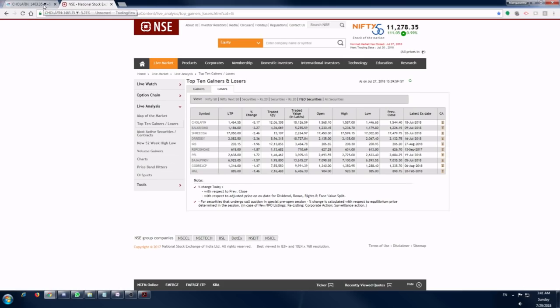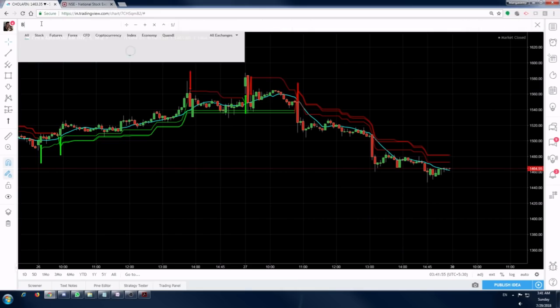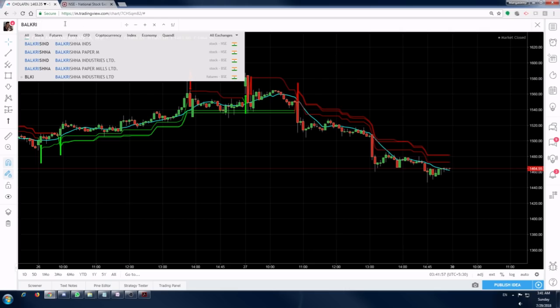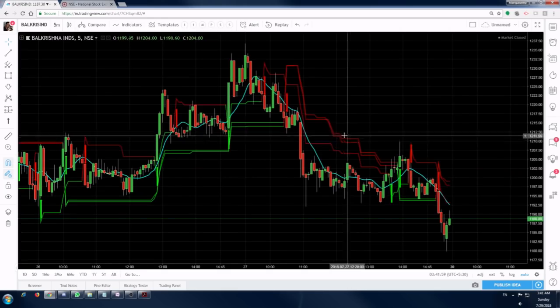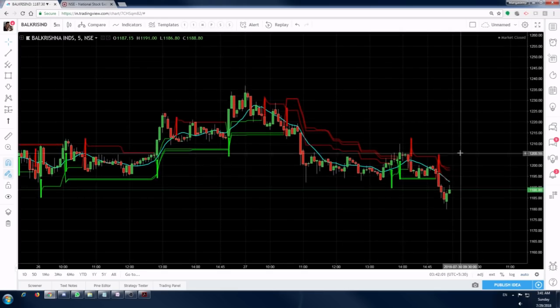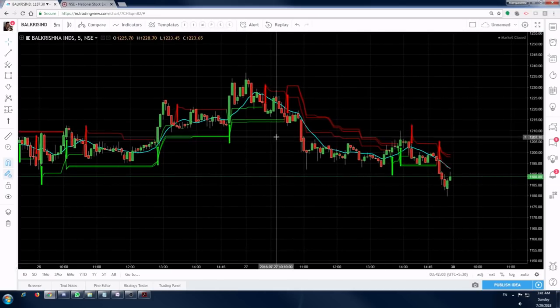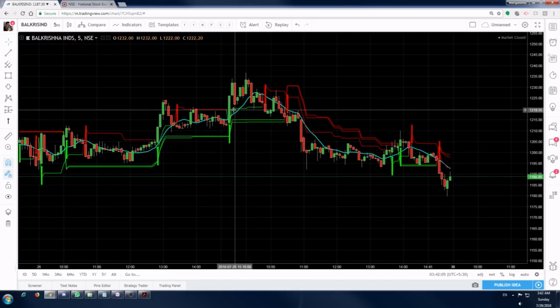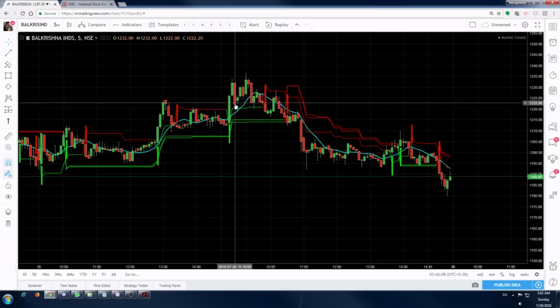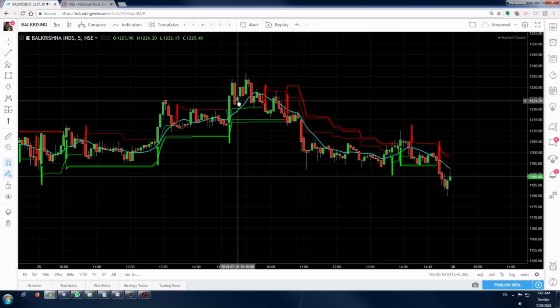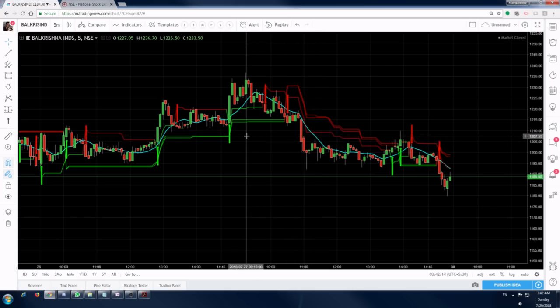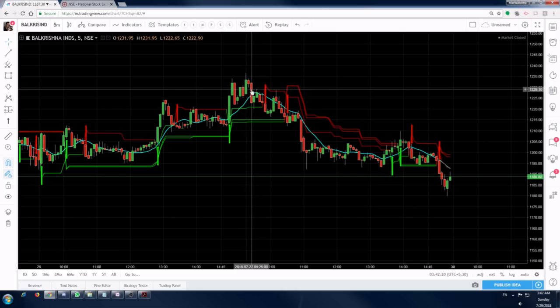Okay, the next one is Balkrishna Industries. Let's see what happened in Balkrishna. Okay, the same kind of example here. We are not trading in the first 15 minutes. You can make a long position at, I'm sorry, where is the starting of the day? 9:15. This green candle is the first candle of the day. Okay, so we are avoiding the first 15 minutes. So the first three candles we are not trading.